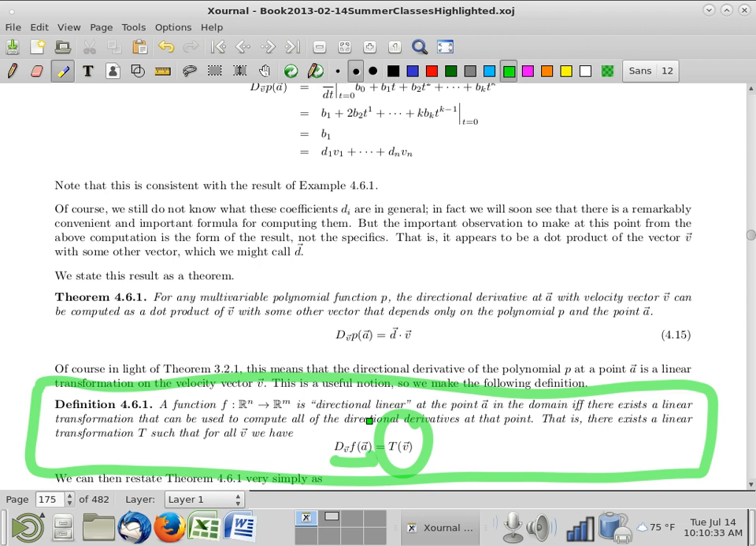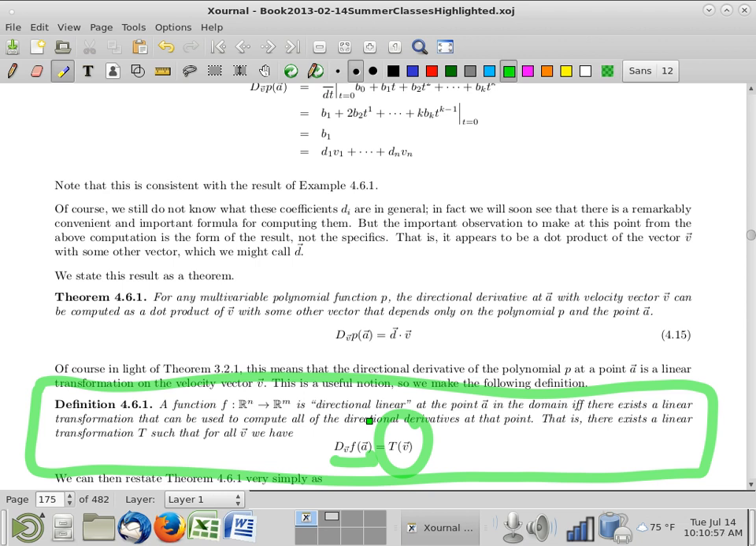Pick a random weird function, e to the x plus y cubed minus sine z, something weird like that, right? And go through the same game. Fix a point, leave velocity as a variable, go through, compute the directional derivatives, and yeah, weirdly, sure enough, it turns out it's a linear transformation.